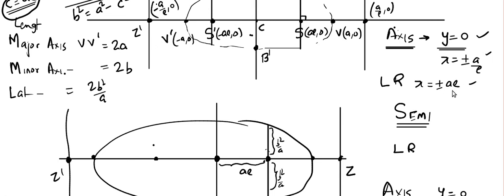Okay, finally the lengths. So the length of the major axis is 2 times A, that will be 2 into 5, that will be 10 units. The length of the minor axis is 2 times B, that will be 2 into 4 is equal to 8 units. And the length of the latus rectum will be 2 into B square by A, that will be 32 by 5. That's it. This is how we find everything about the ellipse.